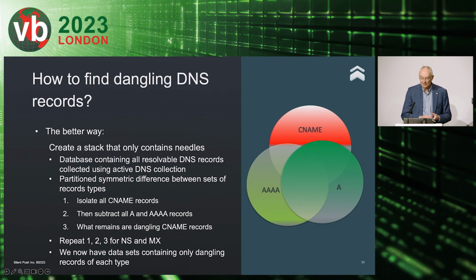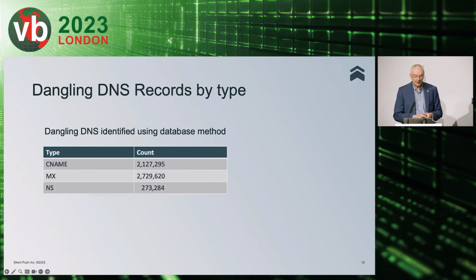So our target here is to see if we can do better than finding 50,000 dangling CNAME records. And yes, we can. Doing it this way, we end up with more than 2 million CNAME records that are dangling, and many of these can potentially be taken over. I'll show you some examples here shortly. Again, more than 2 million MX records also.